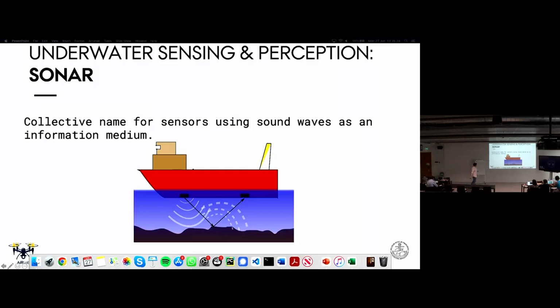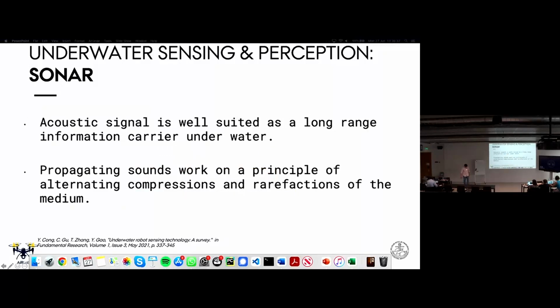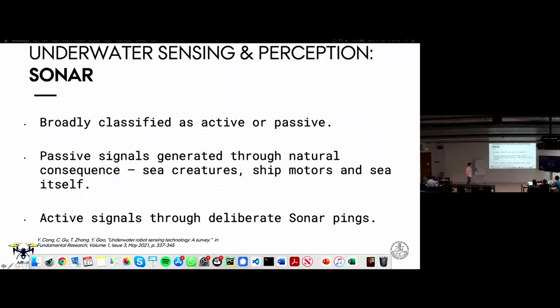talking about sensors, as you all know, sonar is the collective name for sensors using sound waves as an information medium. They're very well suited for long range information carrying underwater, and propagating sound works on the principle of compressions and refractions in a medium. I'm sure if you work with sonar, you know exactly what I'm talking about. They're broadly classified as passive or active.